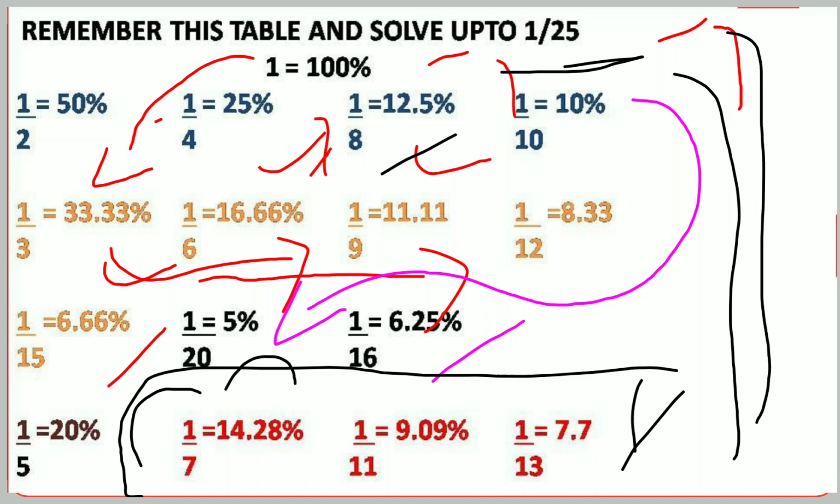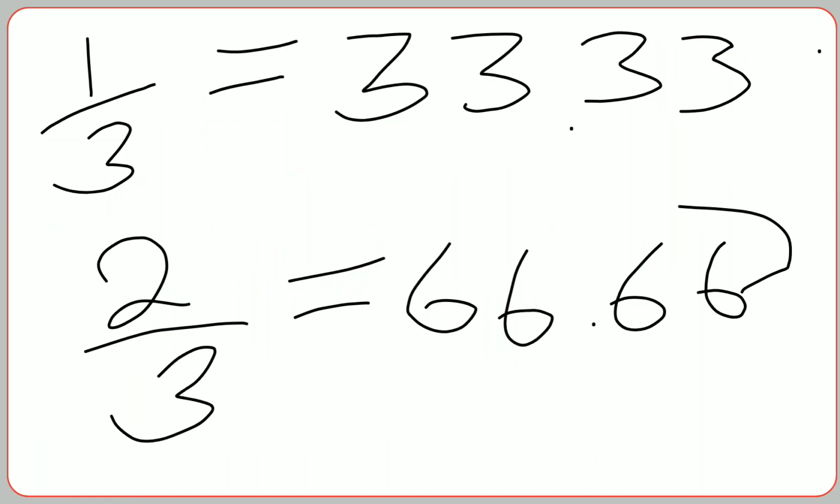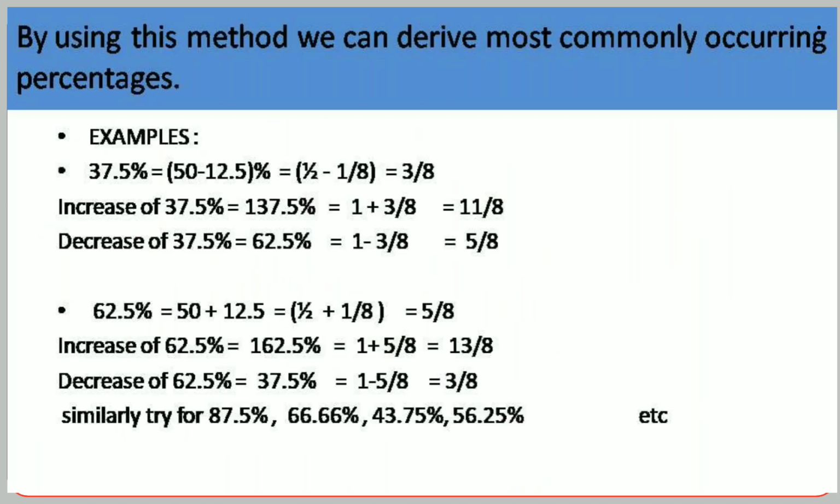This is important. I will emphasize further that this is most important. So by using this method, we can derive most commonly occurring percentages. See how we have to do this. We know that 37.5%. If we have to find the value of 37.5 percent by taking 100 as base, it is very difficult. So what are we going to do?